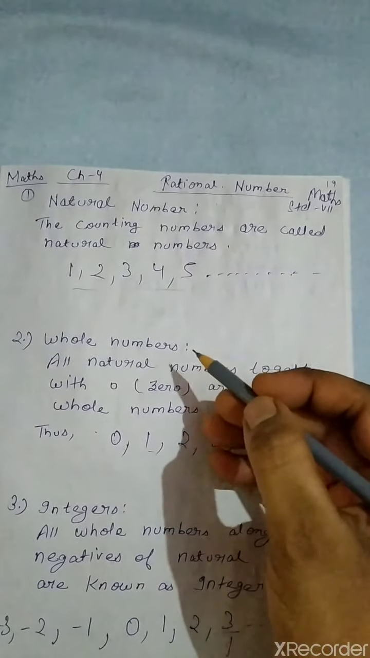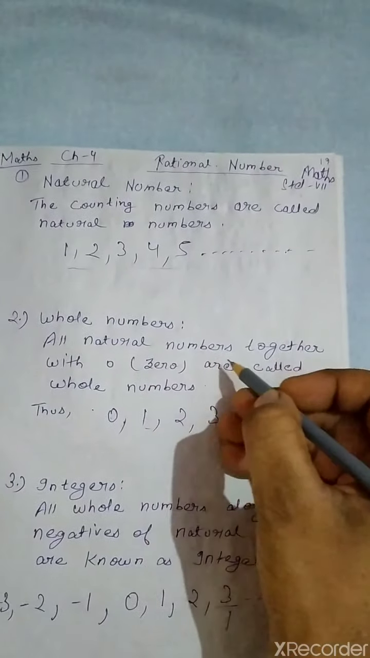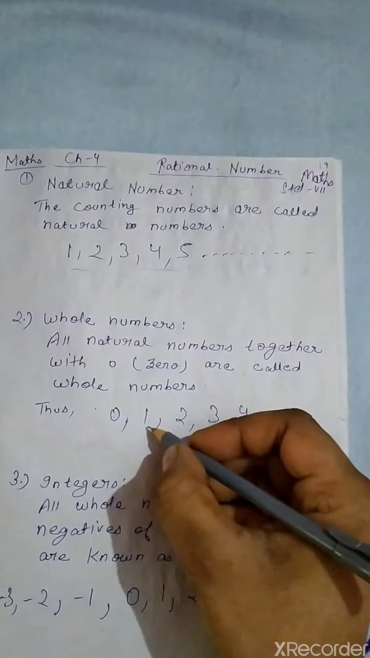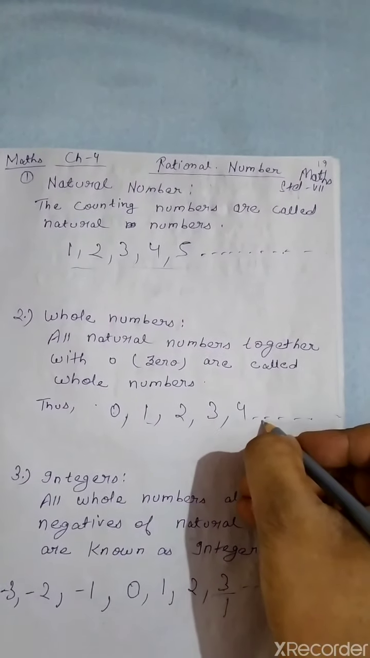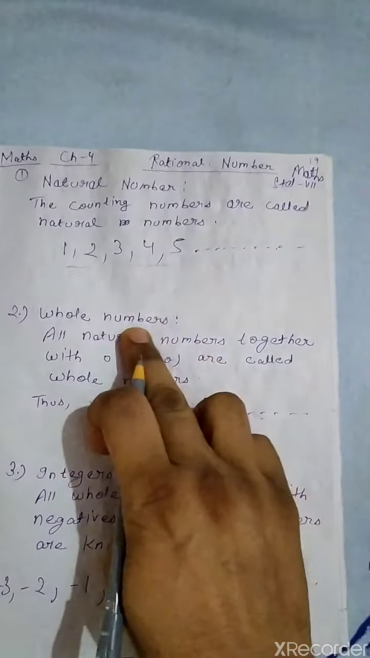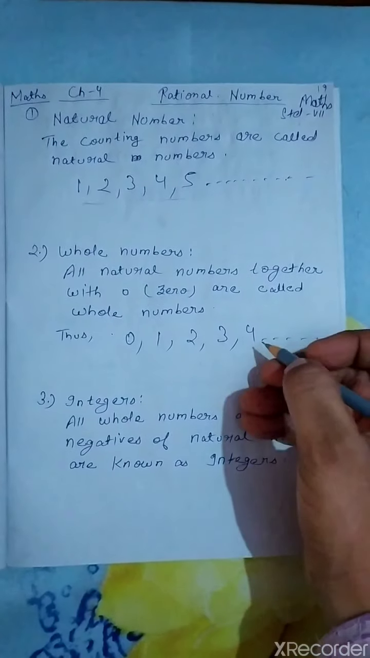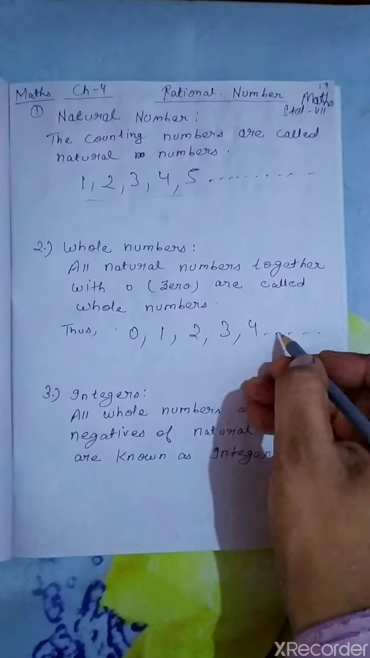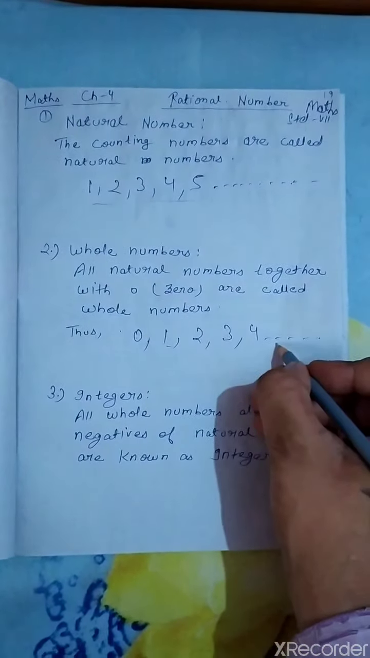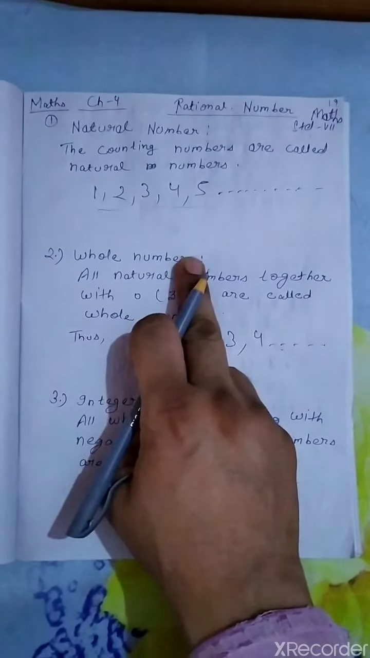Now the next are whole numbers. All natural numbers together with 0 are called whole numbers. That means all the natural numbers, all the counting numbers, you will include, and the 0 also. Such numbers are known as whole numbers. So all the natural numbers together with 0 will be considered as whole numbers.